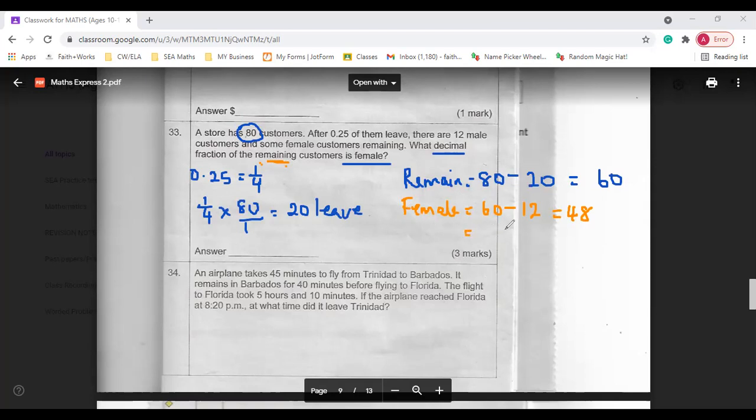So we're going to have to make this a fraction and then turn it into a decimal. So a fraction is made up of a part over a whole. So the part is the female. The whole is the all remaining customers.